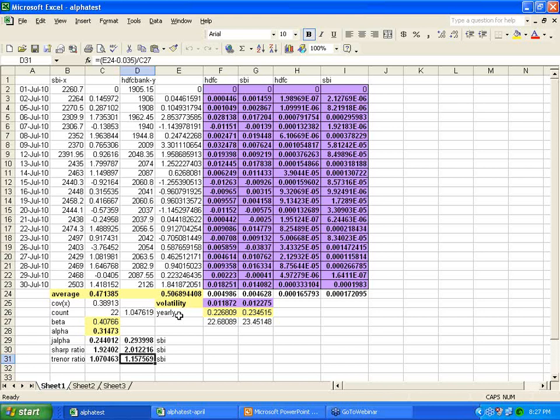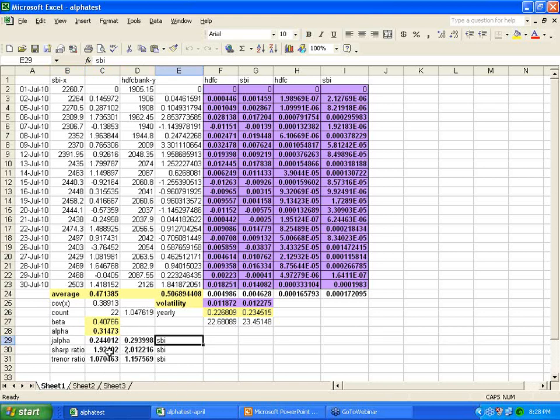Whenever you are going to choose between the alpha and Jensen's alpha, you can consider any one, not both. Either you can consider alpha or Jensen's alpha. So I have taken this Jensen's alpha. State Bank of India has the lower value. So here my choice is SBI as the best choice to invest.